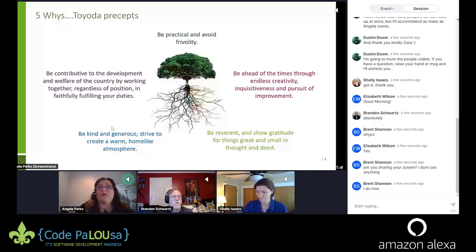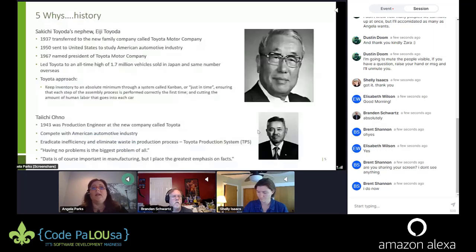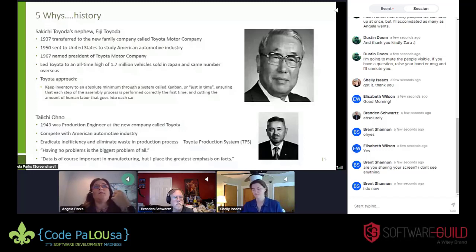A little bit more history here on 2 more guys. Sakichi Toyoda had a nephew. His name was Eiji Toyoda, and Eiji was the 5th president of Toyota and nephew of Sakichi. At age 23, he graduated from the University of Tokyo with a mechanical engineering degree and joined the family spinning business as an engineering trainee. Then by 1937, he transferred to the new family company called Toyota Motor Company. By 1950, he was sent to the United States to study the American automotive industry. And in 1967, he was named the president of Toyota Motor Company. Through his tenure there, he led Toyota to an all-time high of 1.7 million vehicles sold in Japan and the same number overseas, which is amazing.